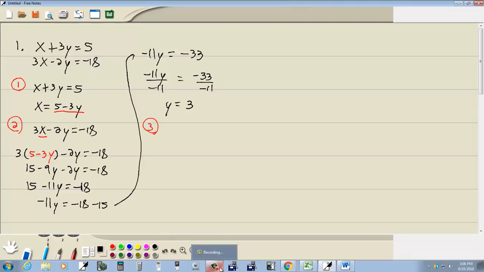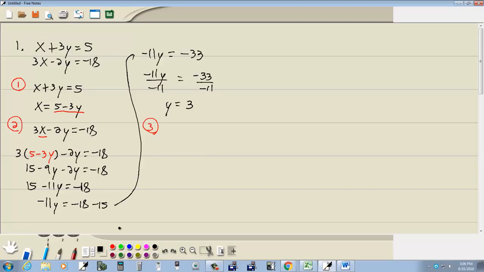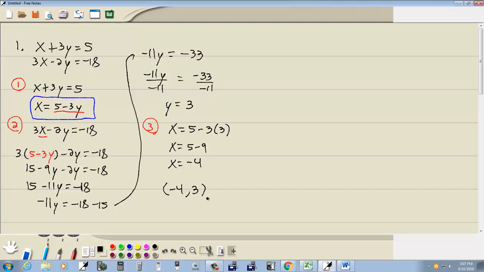Now step 3 says to plug the value from step 2 into the equation from step 1 and solve. The equation from step 1 will always be the easiest one to plug it into because it will always be solved for the other variable. So we're going to plug y is equal to 3 in here. So we'll get x is equal to 5 minus 3 times 3, x is equal to 5 minus 9, or x is equal to negative 4. And we write this as an ordered pair, a point. So we've got negative 4, 3 as our answer.